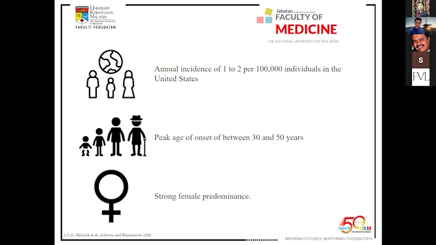So what data do we have? From the United States, the annual incidence is around 1 to 2 per 100,000 individuals, and the peak age of onset is between 30 to 50 years old, and it is strongly female predominant.